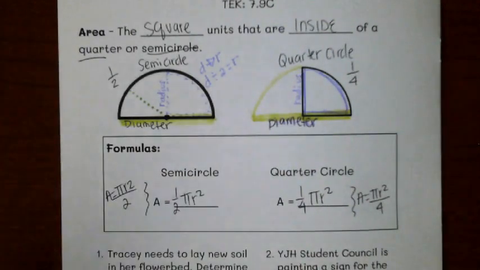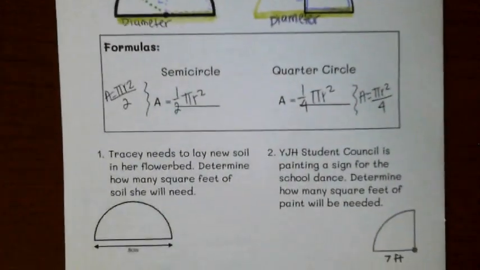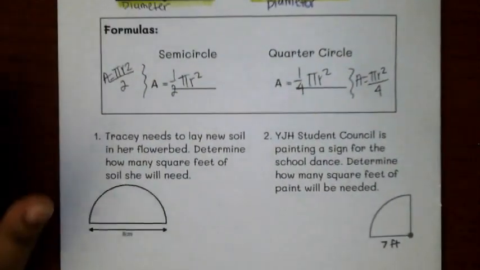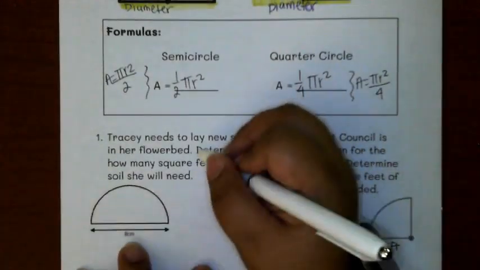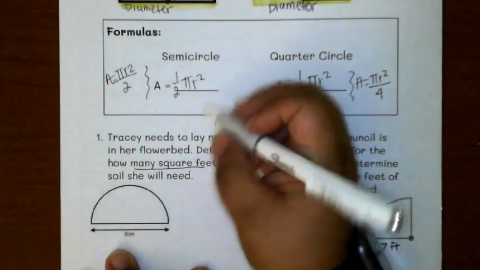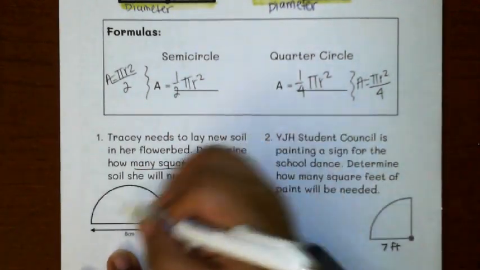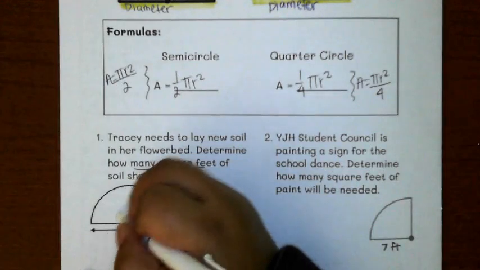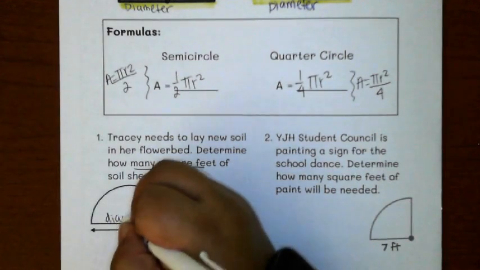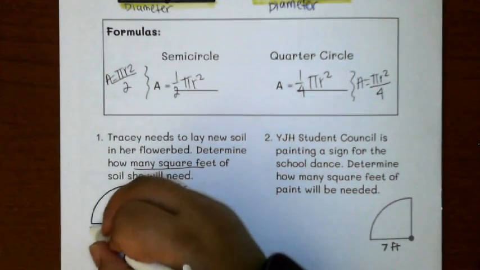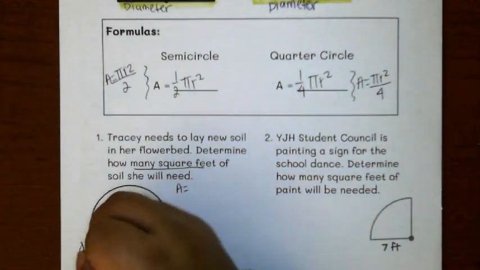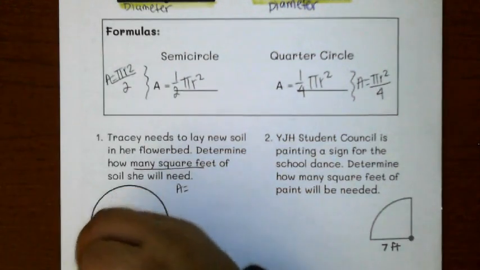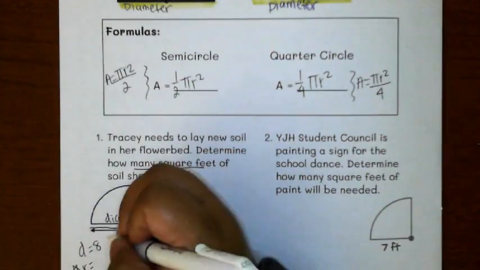Tracy needs to lay new soil in her flower bed. Determine how many square feet of soil she will need. So here, square feet means area. Now I'm looking at this, and what I have is a half circle, which is giving me the diameter, okay? If it's showing you like this, it is diameter. So I don't want diameter. I know that it's 8, but what I want is radius. So what do we do? We take 8 divided by 2, we get 4. Okay? So your radius is 4, that's what we're using.